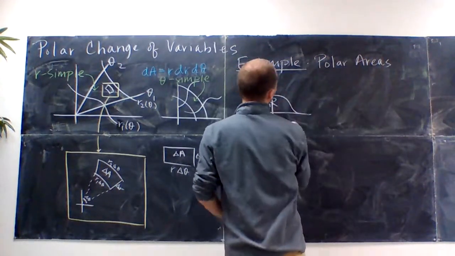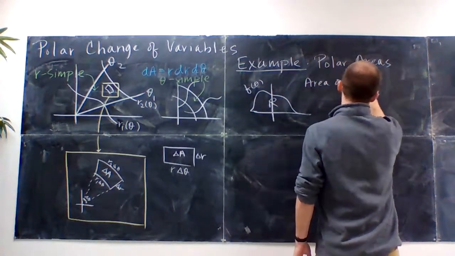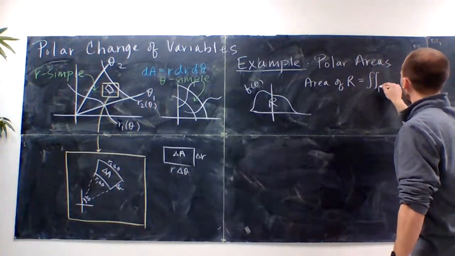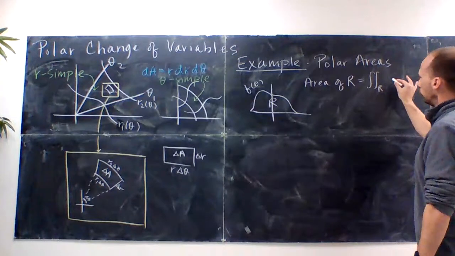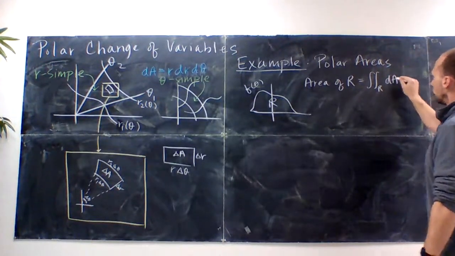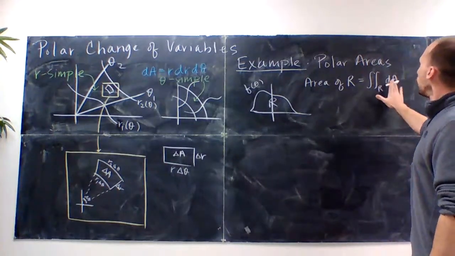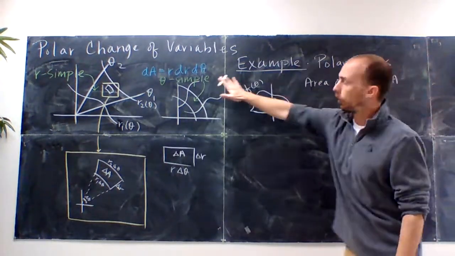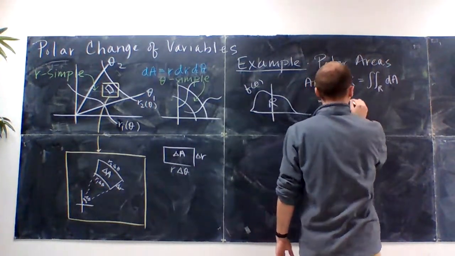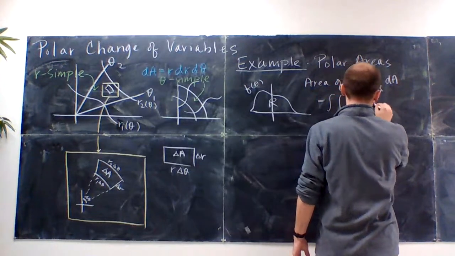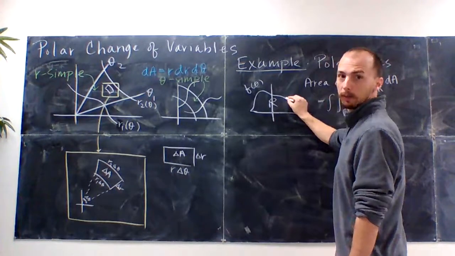So if this is my region R, the area of R is the double integral over R of, hold on, oh, it's just dA. Right? You integrate dA to get A. And now I know that dA is R dr d theta. R dr d theta. And now R is running from 0 out to F of theta.